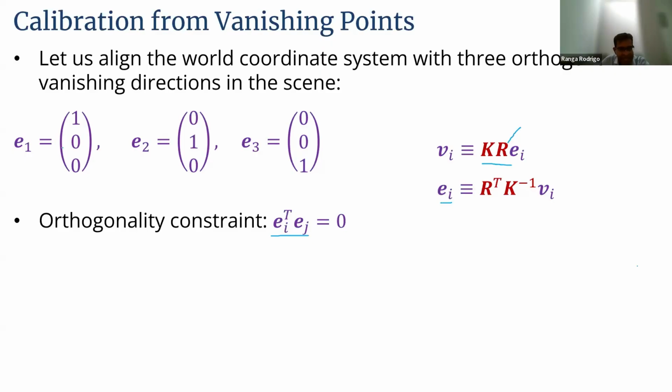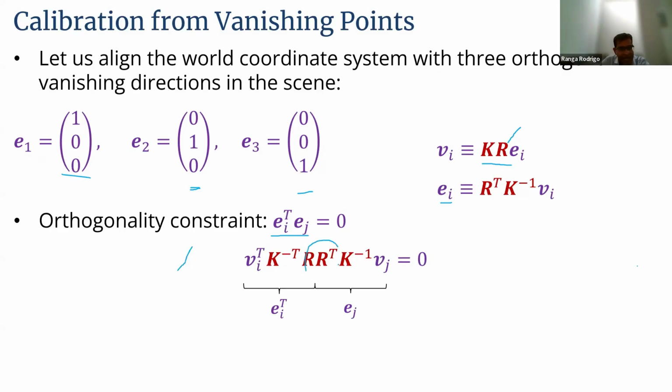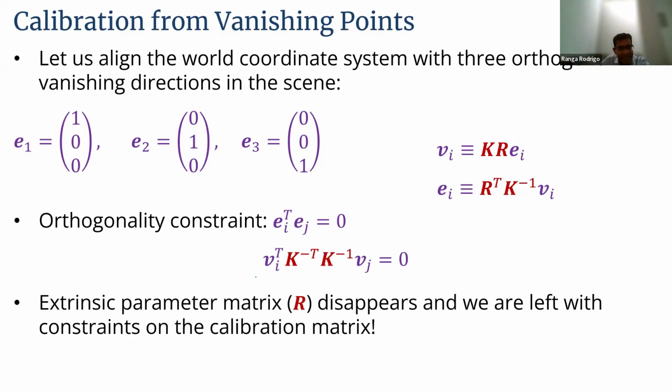Ei transpose times Ej is 0. So this one transpose times this one must be 0, this one transpose this one must be 0, and so on. When you impose these constraints, you get R and R transpose in the middle. R is the inverse of R transpose, so here you will get the identity matrix. So here you will have this important relationship: Vi transpose K inverse Vj is 0. So the extrinsic parameter matrix, that means the rotation matrix, disappears, and we are left with constraints on the calibration matrix. So you can see at once that a constraint on the calibration matrix is available if you know the vanishing points.